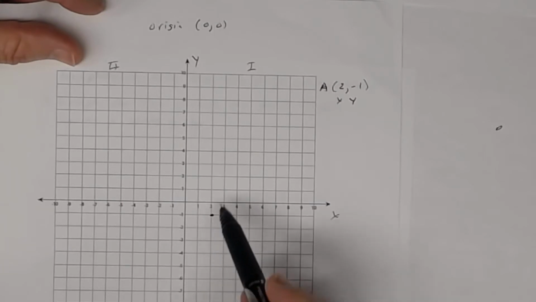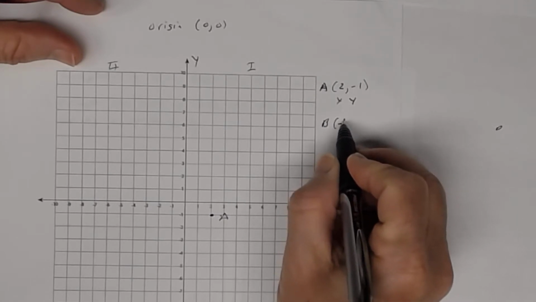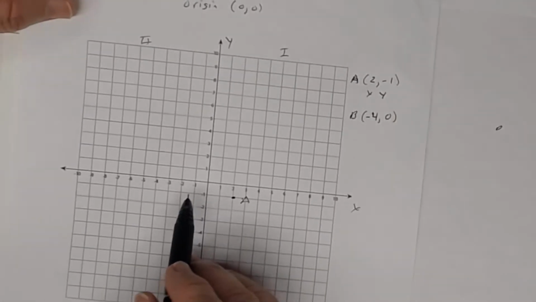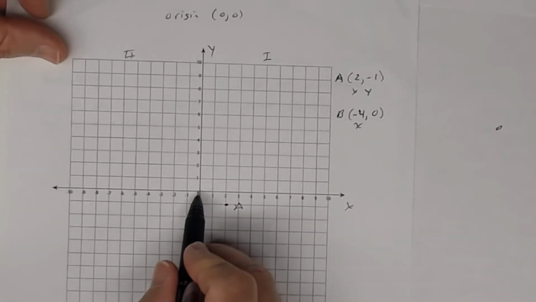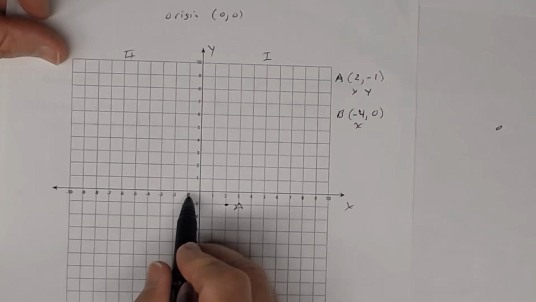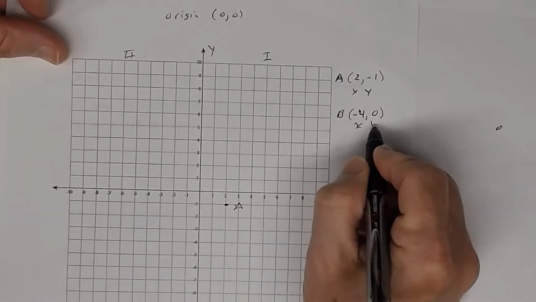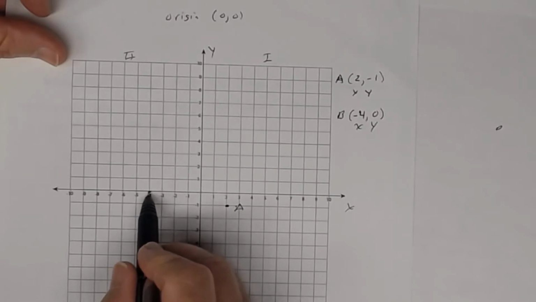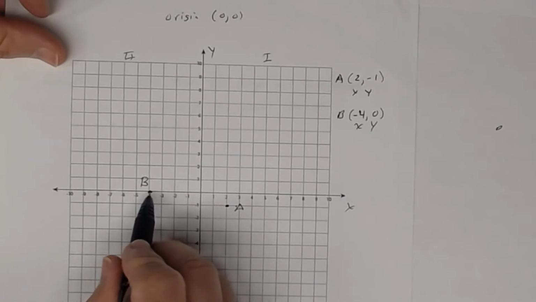So (2, -1). If you want to plot the point B, let's say it's (-4, 0). Remember, you start at the origin. Since x is -4, that means you go to the left 4: 1, 2, 3, 4. You can't see it, but this is -4 right here. And since y is 0, you're not going to go up or down. You're going to stay because y is 0. So this is the point B. It's located on the x-axis.